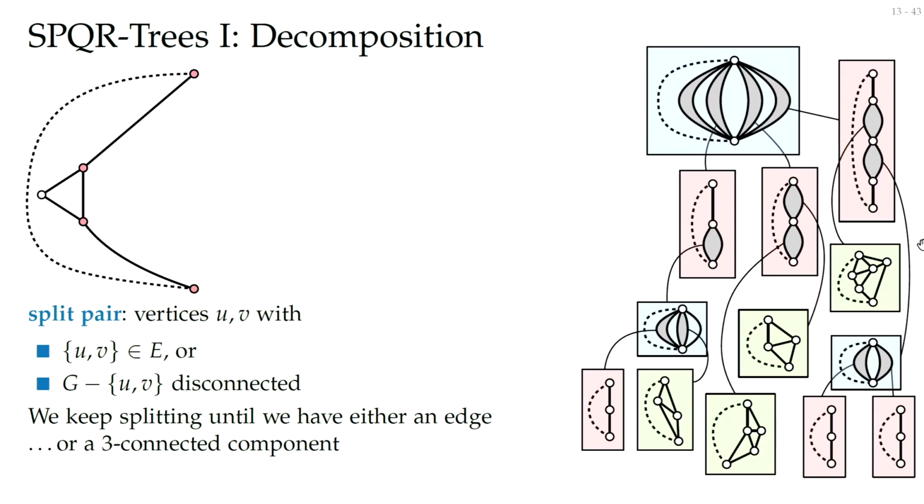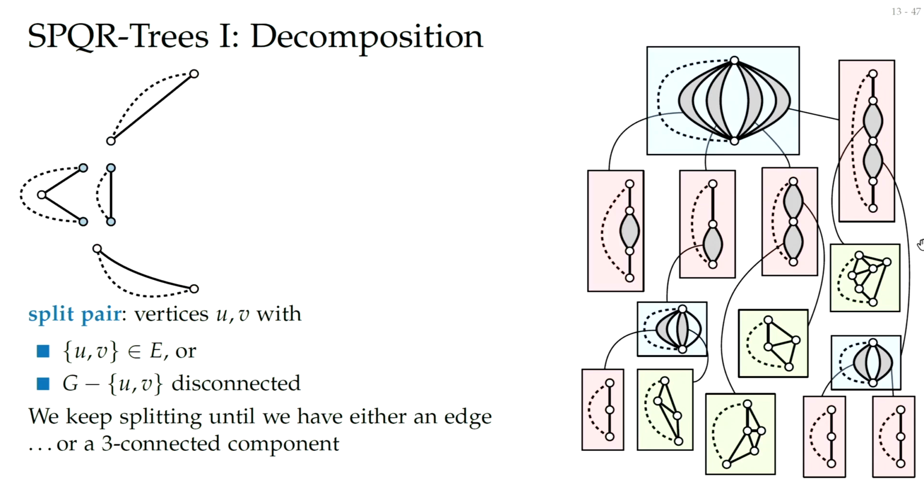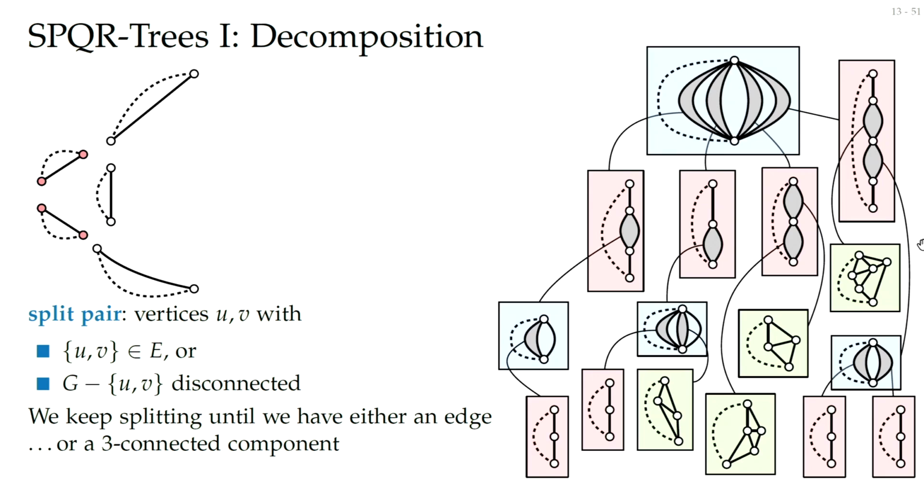And the final component, we can split between here, between here, between here. So we get this. Here we can still split into two parallel parts. And there we have two edges that we can split. And then we're done. And now this is the SPQR tree that we get from this input graph by decomposition.